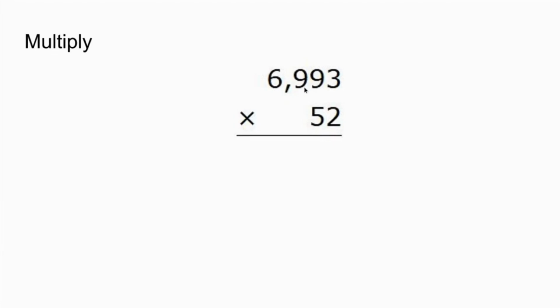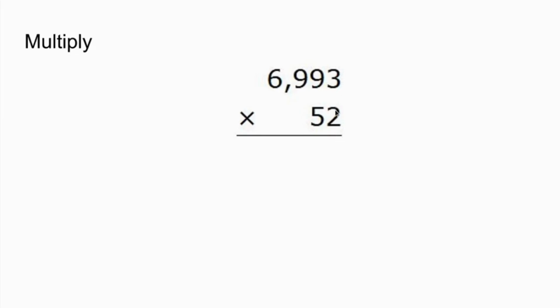Multiply 6,993 times 52, a 4-digit times a 2-digit. What we're going to do is look at our 2-digit number and take our number in the ones place value and multiply it from the right to the left, one at a time, knowing that we're probably going to have to carry over a bunch of times, especially with those nines living there.